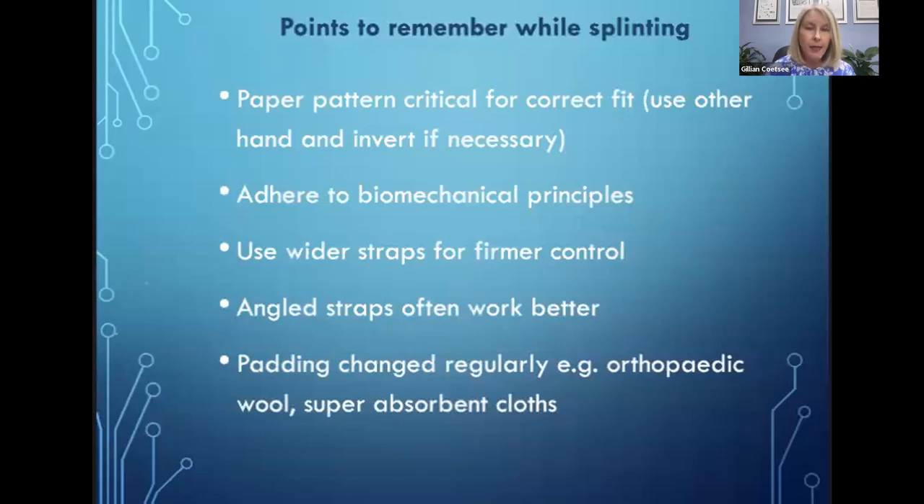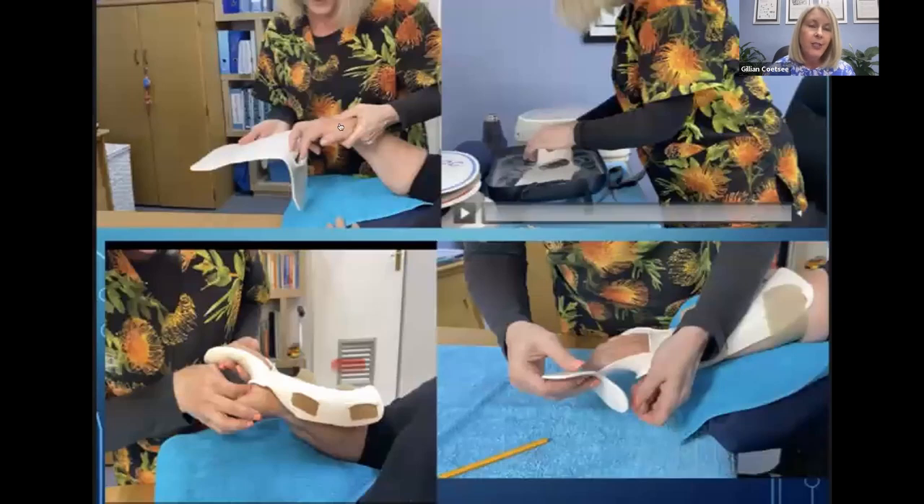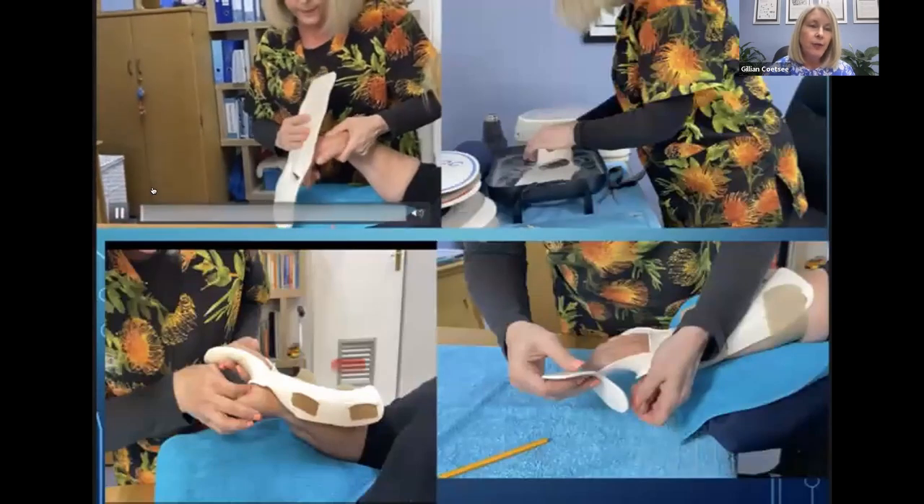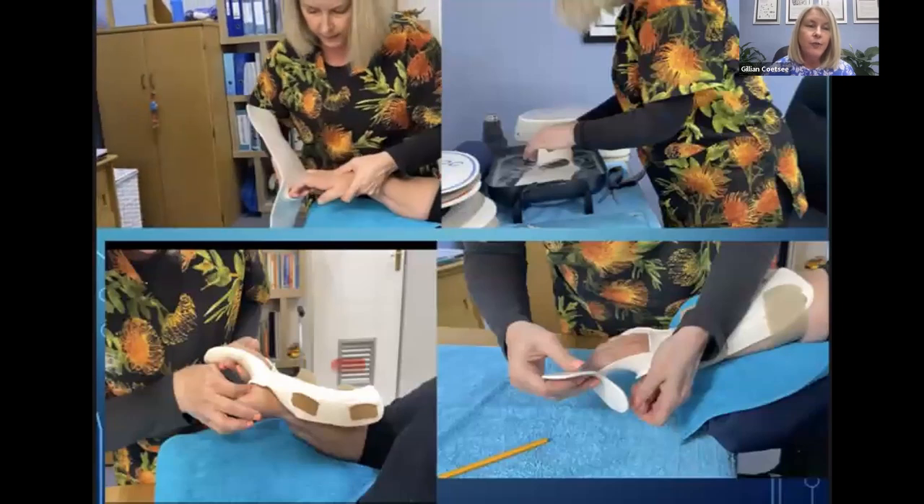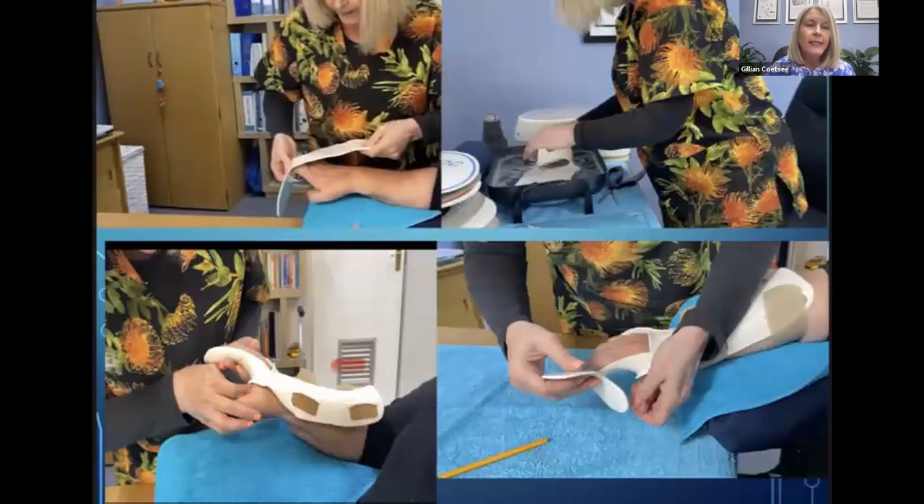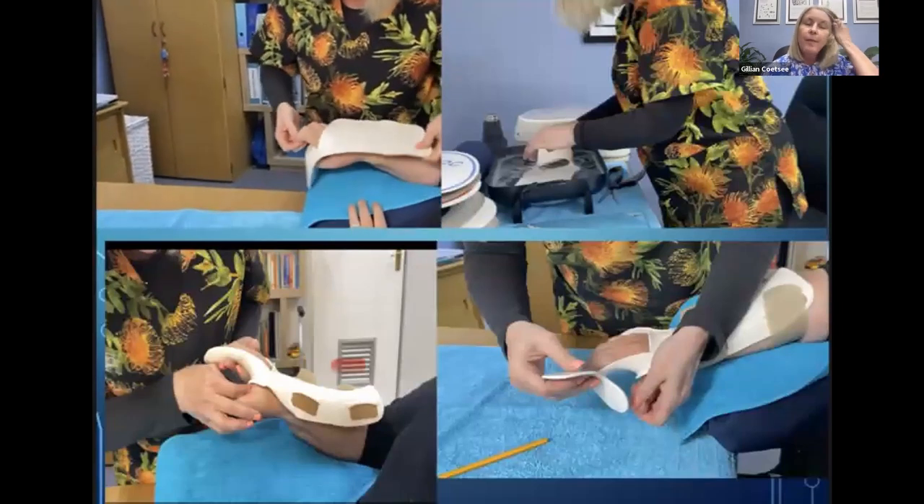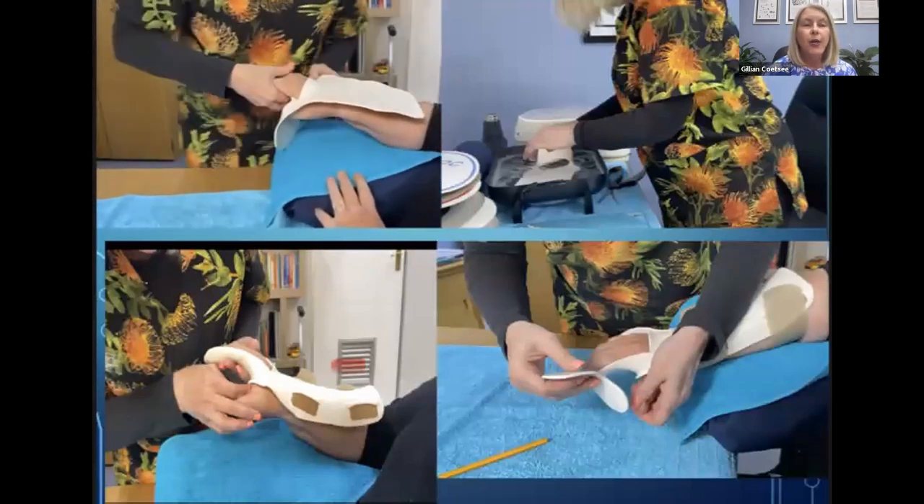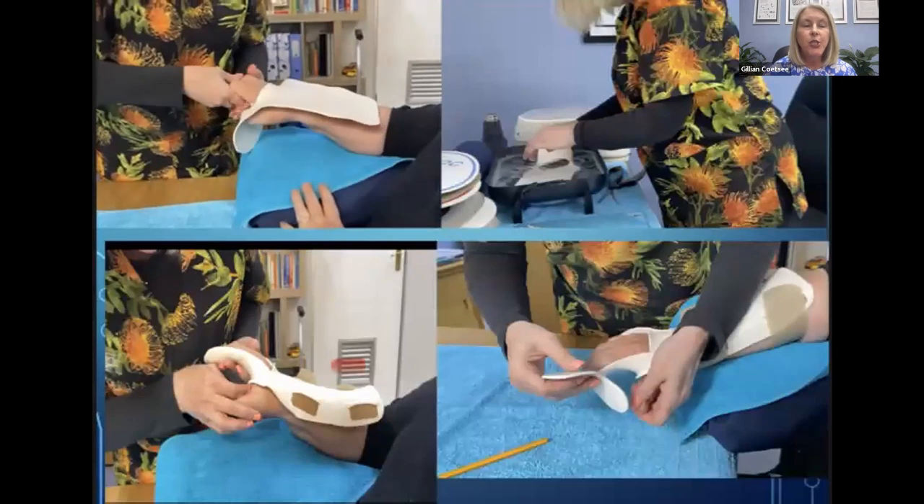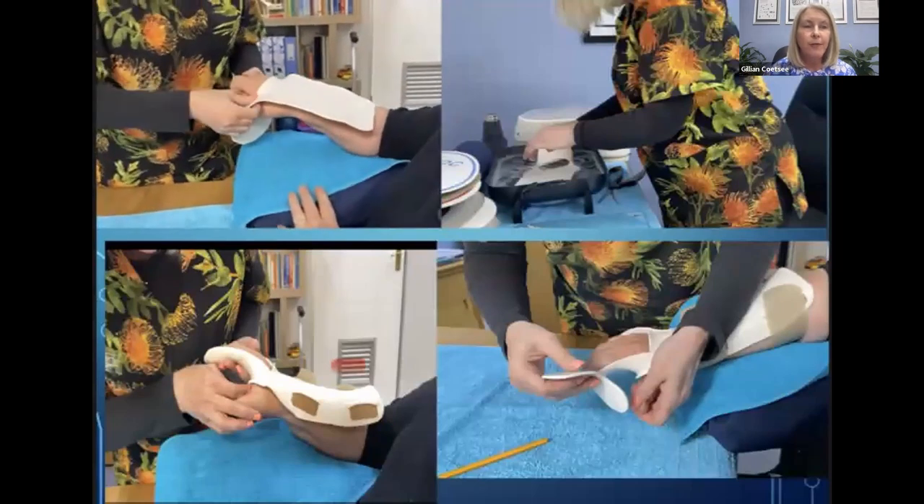And then I hate padding, but if you are going to use padding, please make sure that it can be changed regularly. I have found that super absorbent cleaning pots work beautifully for padding. And then my last slide is to share with you: if I'm going to make that dorsal volar splint, I only heat up the finger or the hand part first, so that I don't have the entire splint stretching and creating a big gap over here.